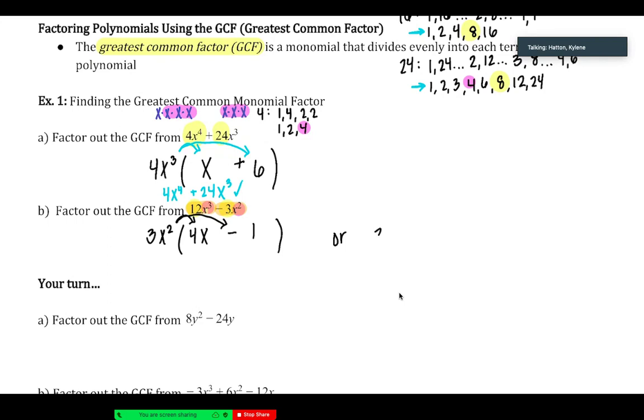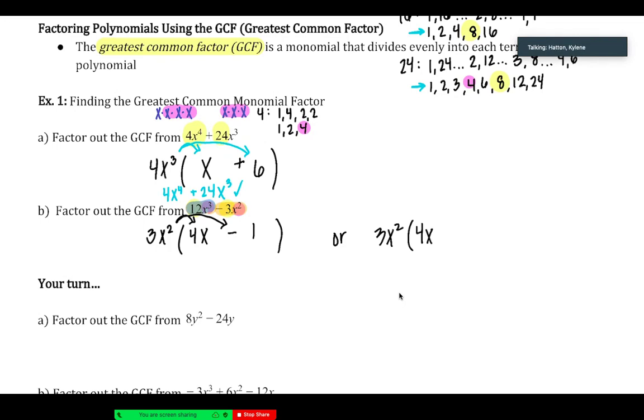So we figured out our GCF is 3x squared. And then think of it, I'm dividing that 3x squared out. So from the first term, which was the 12x cubed, if I do 12x cubed divided by what I pulled out, the 3x squared, well, 12 divided by 3 is 4. And then x cubed divided by x squared, that just leaves me with an x to the first power.